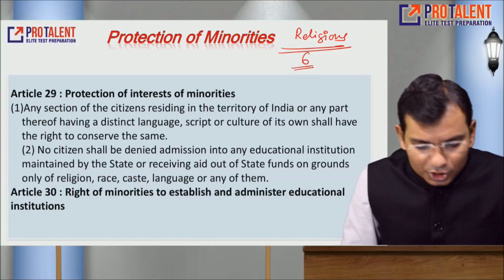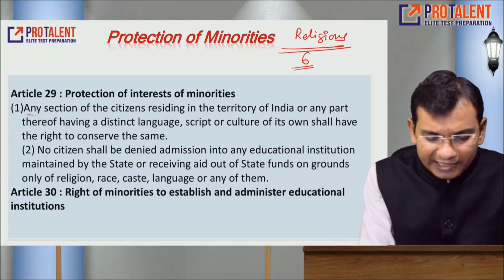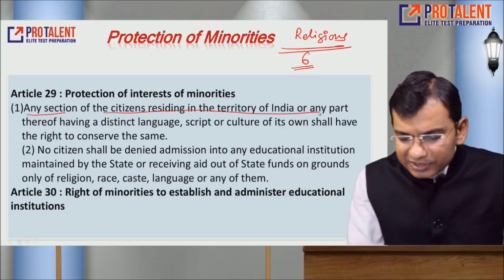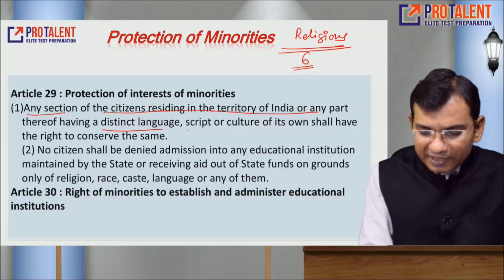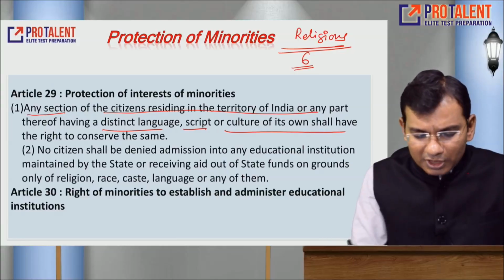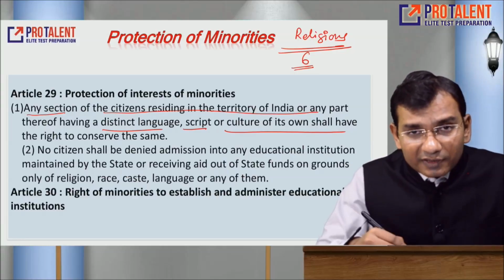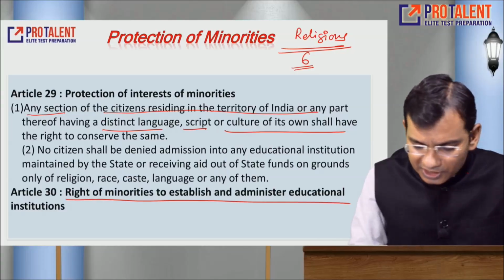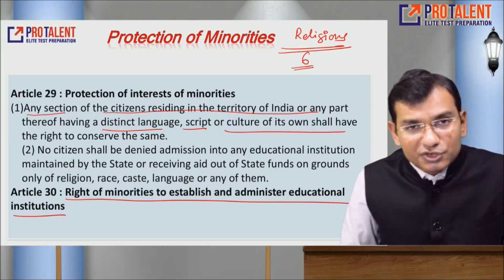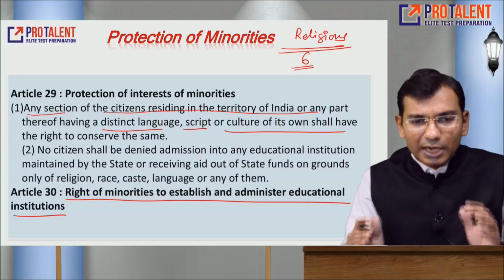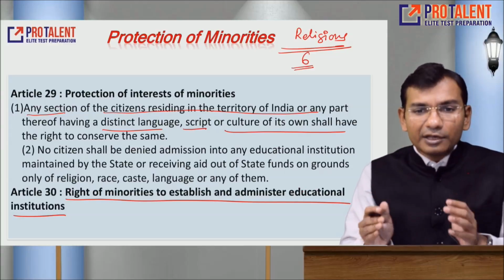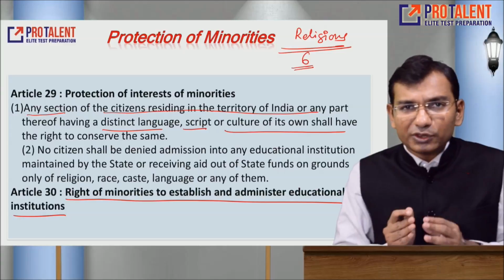So protection of interest of minorities, it says any section of citizens residing in the territory of India or any part thereof having a distinct language, script, culture of its own shall have a right to conserve them. And then article number 30 says right of minorities to establish and administer educational institutions. So these are the 2 rights for the protection of minorities.